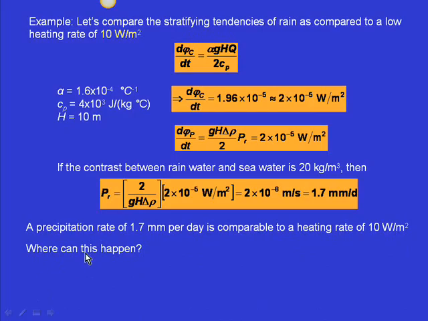Where can this happen? You have 1.7 millimeters per day. Have you experienced that? In Vancouver, but every day. Well, here, yeah. So half an inch per day is not a lot of rain. It's steady rain all day, but it's not a lot of rain. So we get those here often enough too.